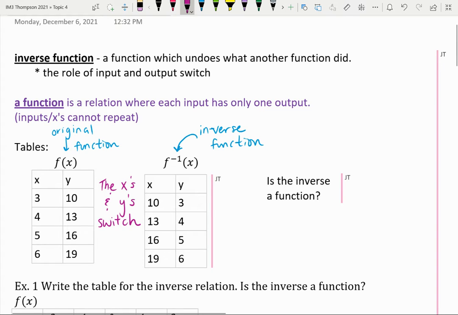So what happens when I'm looking at a relation and its inverse, or a function and its inverse, is the x's and the y's switch positions. So what was once the input becomes the output, and what was once the output becomes the input. I have them written in table form here, but we could also look at them in list form.